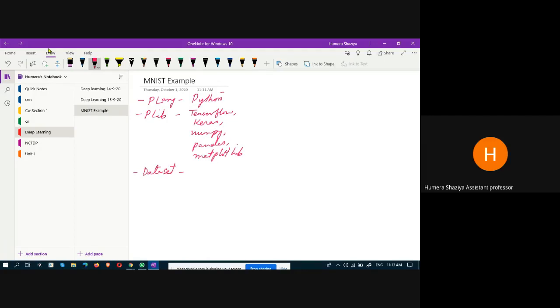Now, today we will be building a deep learning model on MNIST dataset. MNIST dataset is a handwritten digits dataset. It comprises of two sets, 60,000 images for training and 10,000 images for testing. So totally MNIST dataset has 70,000 images of handwritten digits 0 through 9.